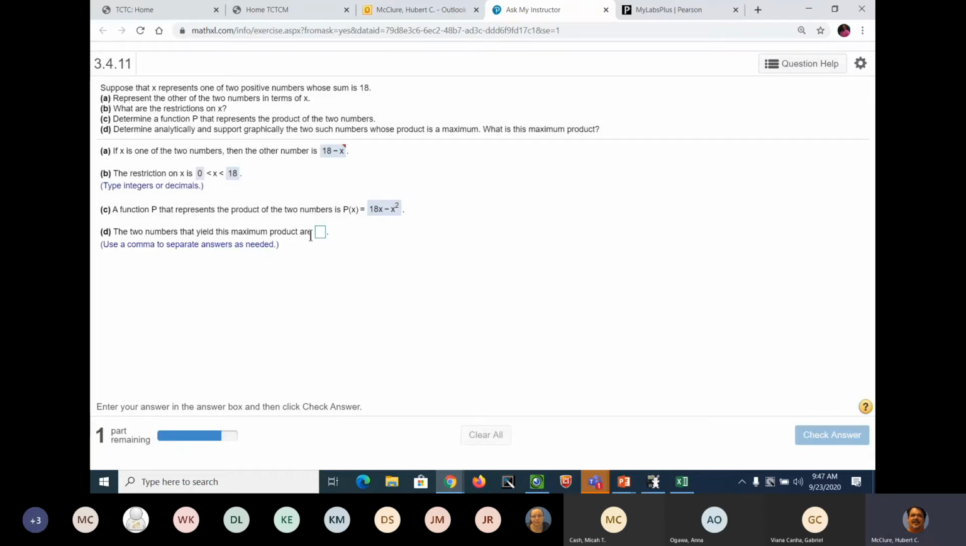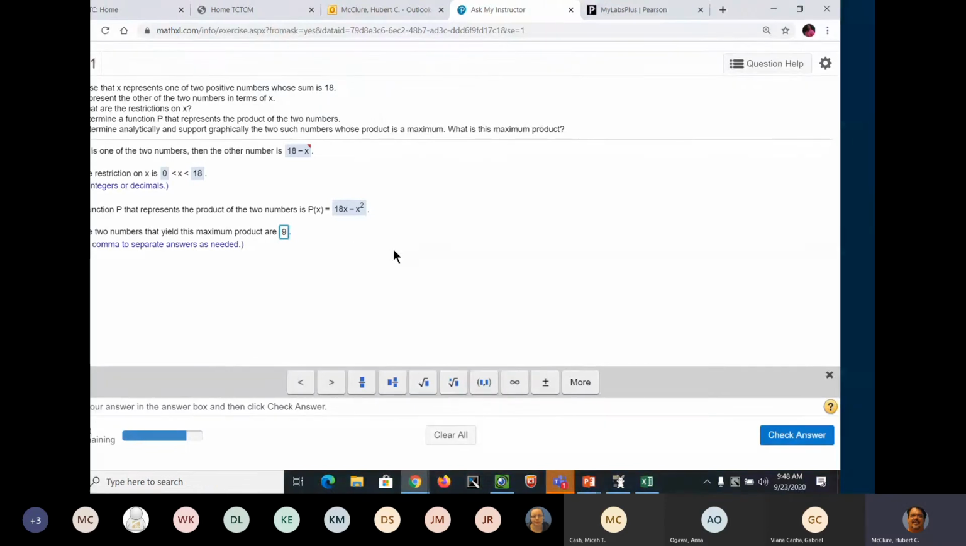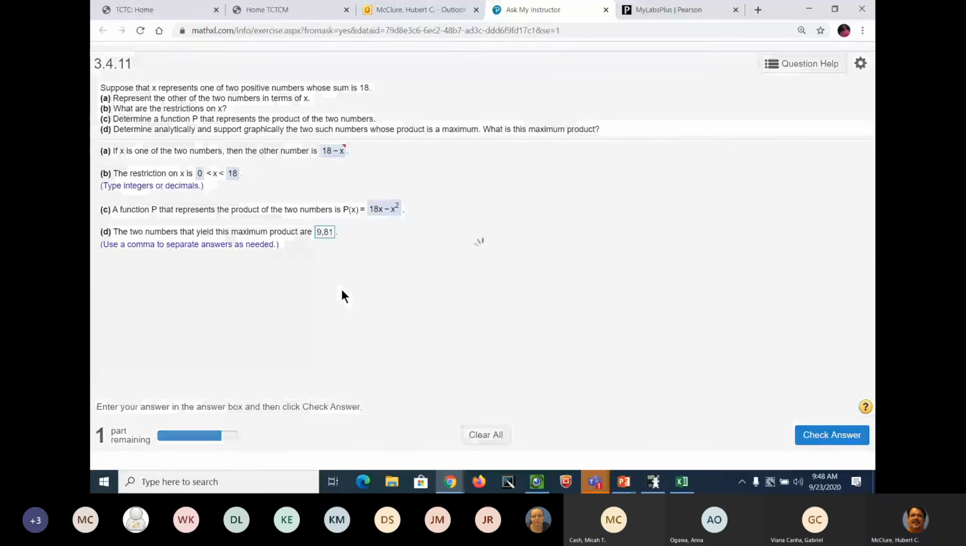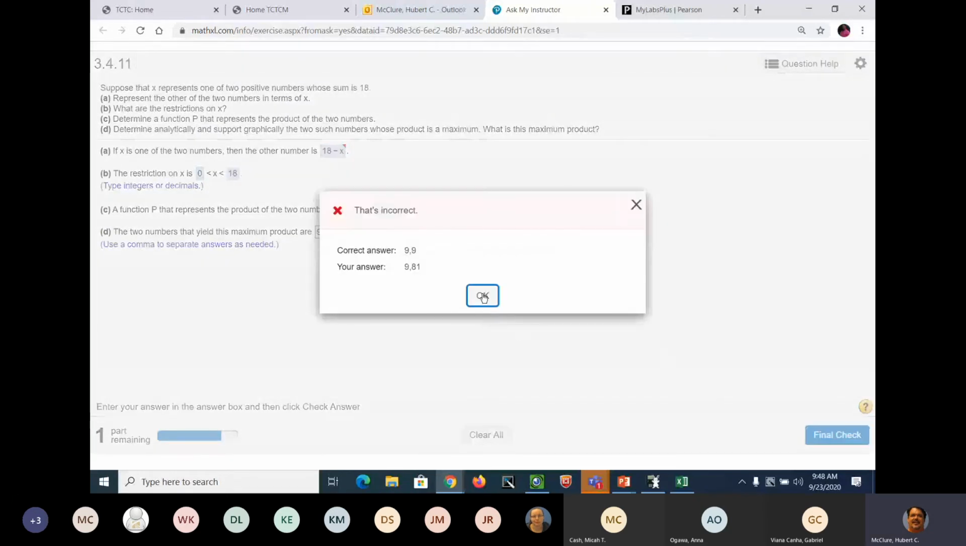The two numbers that yield the maximum product are, I don't know if they want the x-intercepts or the, determine the analytic and support graphically the two such numbers whose product is maximum. The maximum product would be the vertex. That would be 9 and 81. But I don't think that's what they're wanting. 9 and 9.